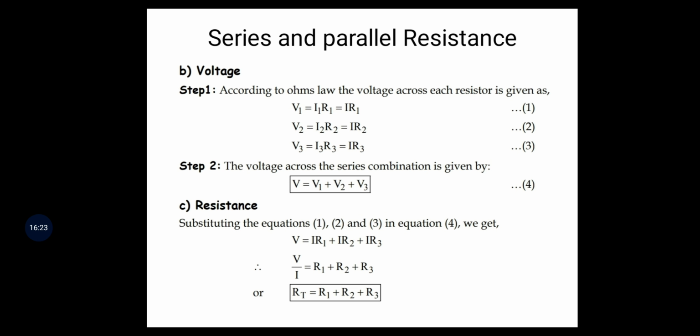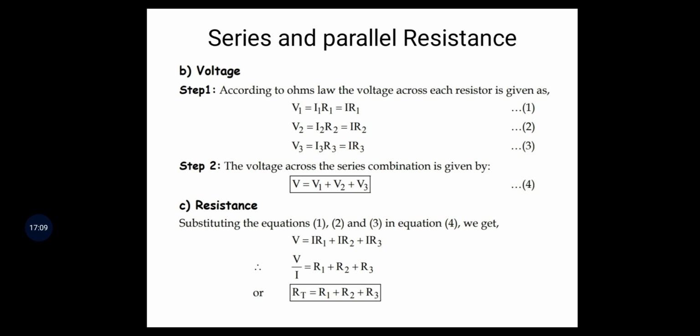But the voltage is divided into three parts. We apply the voltage V across the three resistors, and it is divided into V1, V2, V3. According to Ohm's law, V1 equals I1 R1, V2 equals I2 R2, V3 equals I3 R3. But I1 equals I2 equals I3 equals I, so V1 equals IR1, V2 equals IR2, V3 equals IR3.